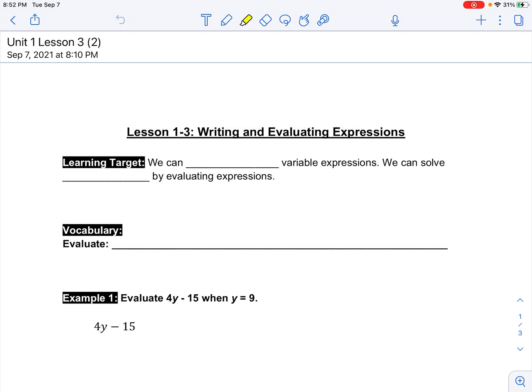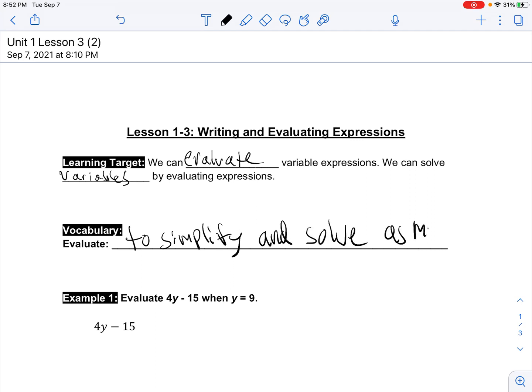Okay, this is Unit 1, Lesson 3, Writing and Evaluating Expressions. So our learning target is we can evaluate variable expressions and we can solve variables by evaluating expressions. So evaluate means to simplify and solve as much as possible.